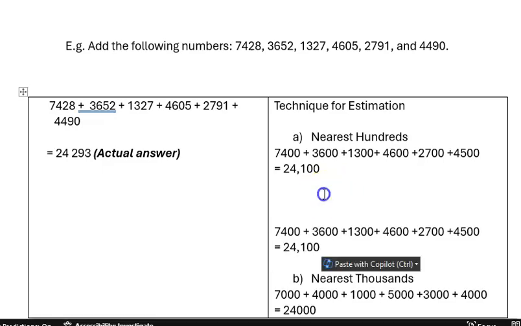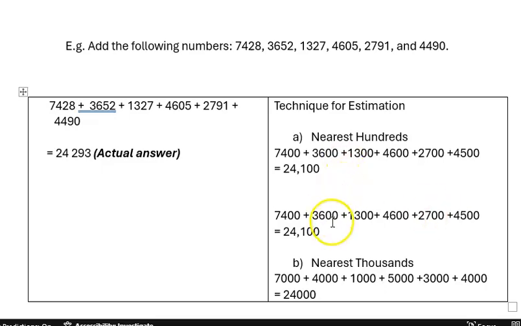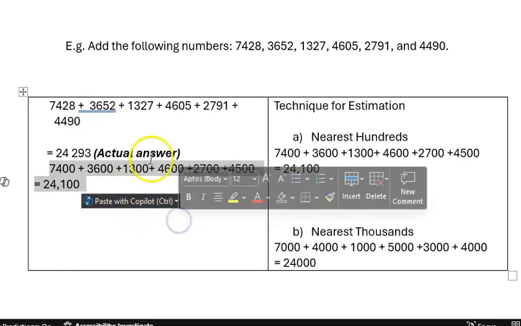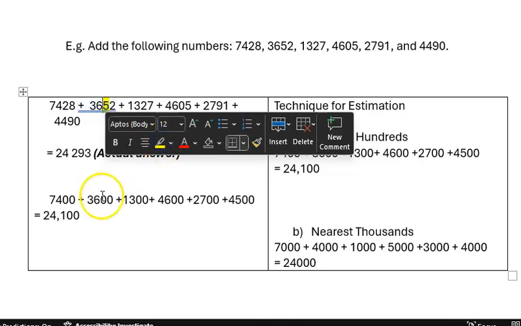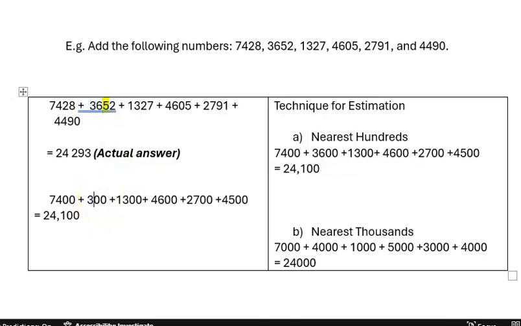So if we really follow the principles of rounding off, let me put it over this side so we can see a comparison. 7,420 to the nearest 100 is correctly rounded off. 3,650 would have gone to 3,700, because 5 is here, so I'm covering rounding off in this. We would round up because the next number was 5, okay? 1,327 would stay at 1,300. 4,605 is 4,600.